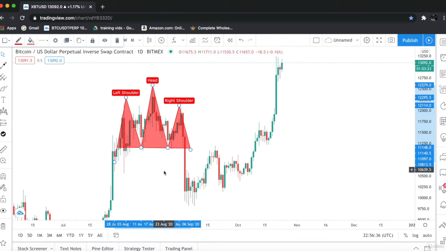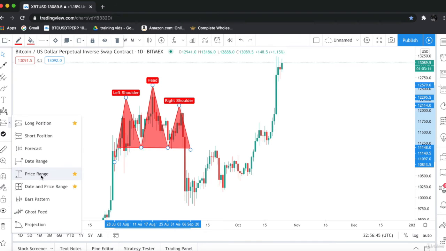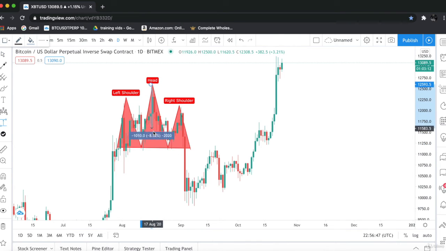The target for the head and shoulder would be that you have to take the range tool from the toolbox and measure the distance from the head to the neckline. Let's take the range tool from the head to the neckline. Once this neckline gets broken, the price will fall drastically.